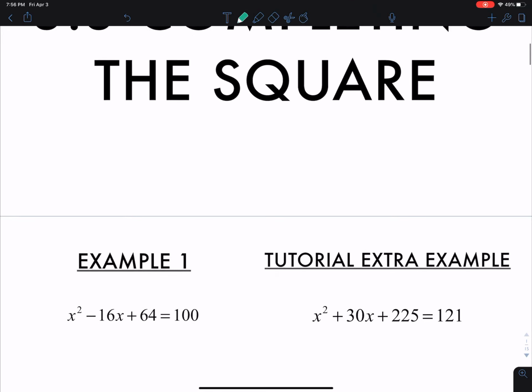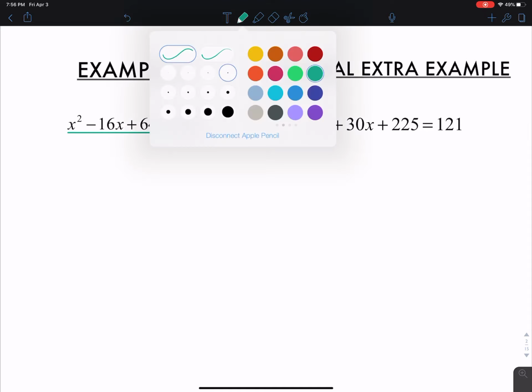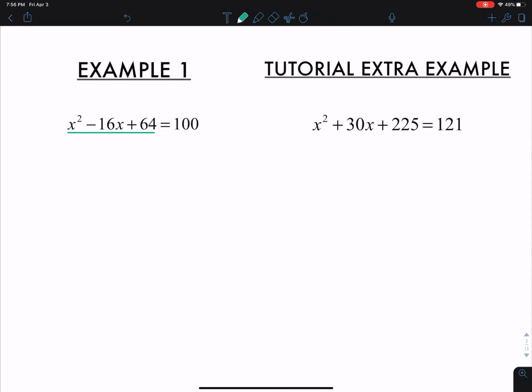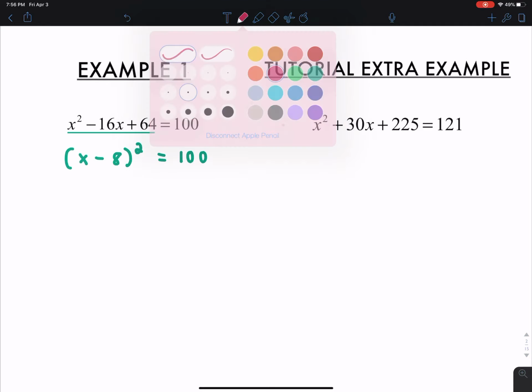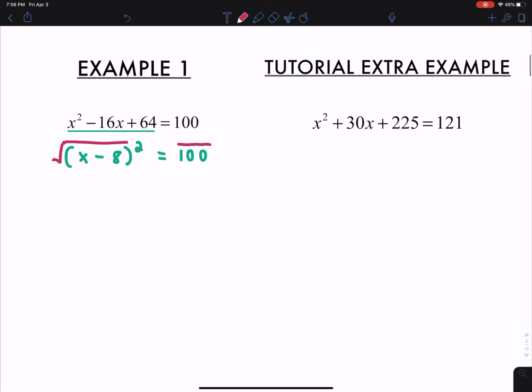Okay, so this is 3.3, completing the square. Example 1, you can go straight to factoring the left side of your equation. So this is going to factor to the quantity x minus 8 squared equals 100. Once we have x minus 8 grouped, we can take the square root of both sides.